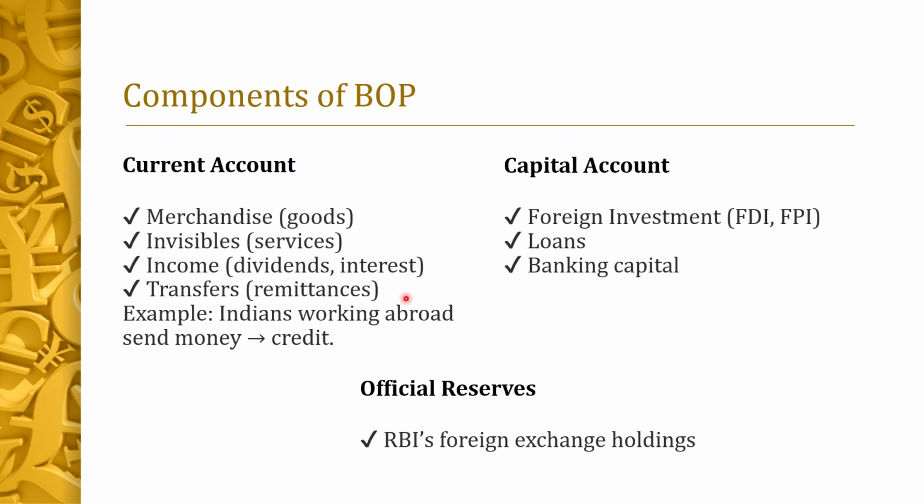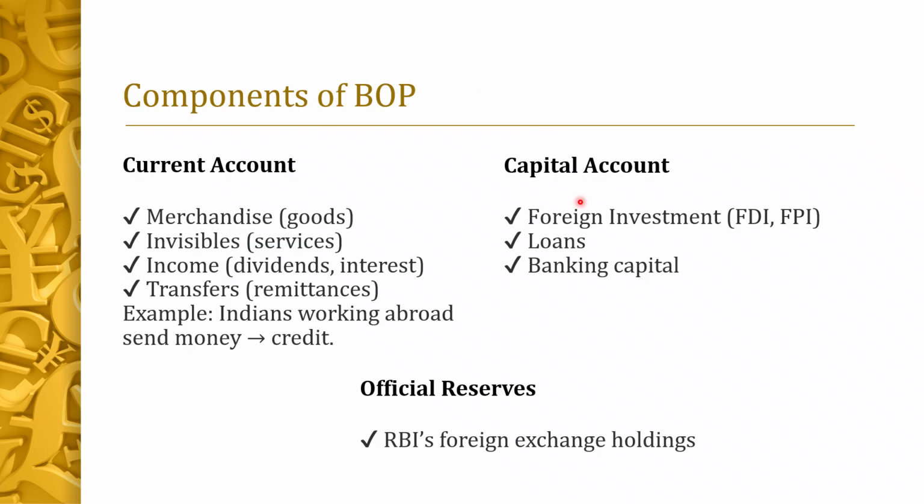Then we have transfers or remittances. Any kind of a remittance, gifts, donations, grants, they all come under transfers. Like money sent by an Indian working in the Gulf country is a major credit for India. The current account shows whether the country earns enough from the goods and services or not.